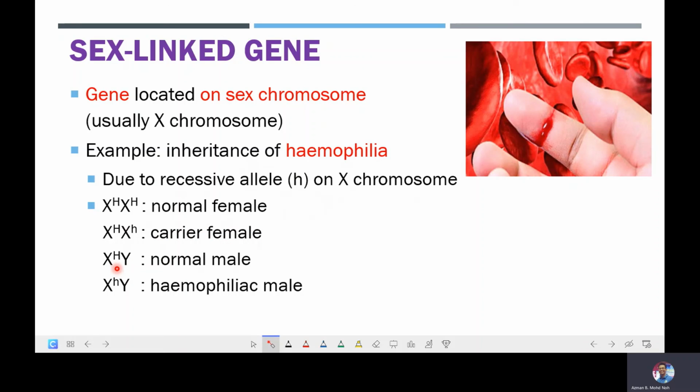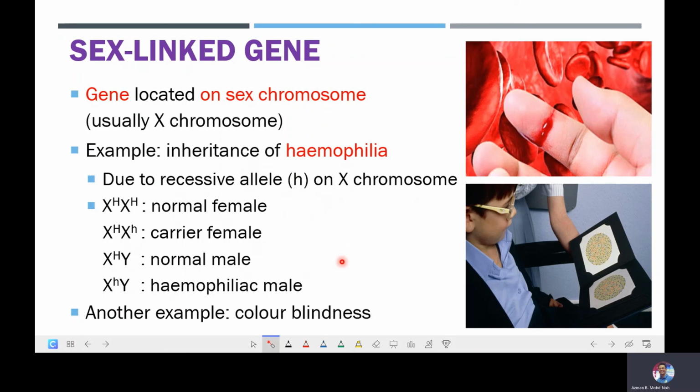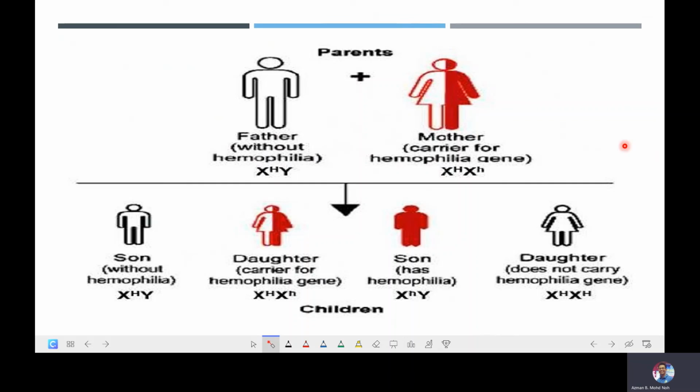And if the genotype for this person is X capital H and Y, then this will be a normal male. However, if the genotype is X small h and Y, then this will be a hemophiliac male. Usually, hemophilia occurs more in males compared to females. Another example of sex-linked gene inheritance is color blindness, which also occurs more in males compared to females. This diagram shows the inheritance of hemophilia in humans.